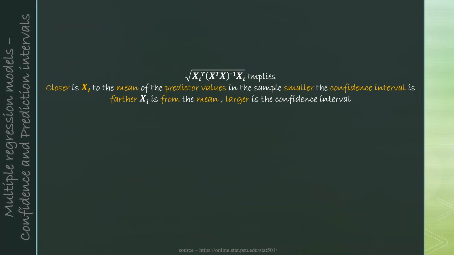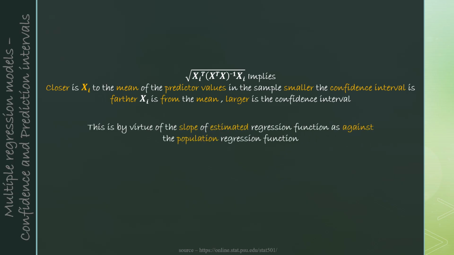The square root of xi transpose multiplied by x transpose x inverse multiplied by xi in the confidence interval implies that the closer xi is to the mean of the predictor values in the sample, the smaller the confidence interval is. The farther xi is from the mean, the larger the confidence interval is. This is by virtue of the slope of the estimated regression function as against the population regression function, though visualizing these slopes in multiple regression models is complex.